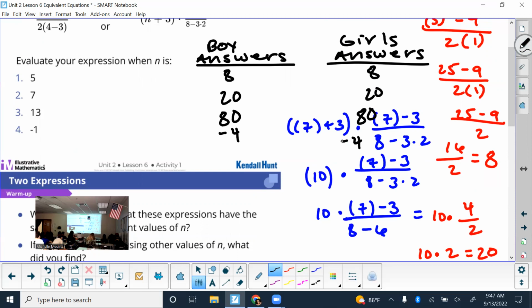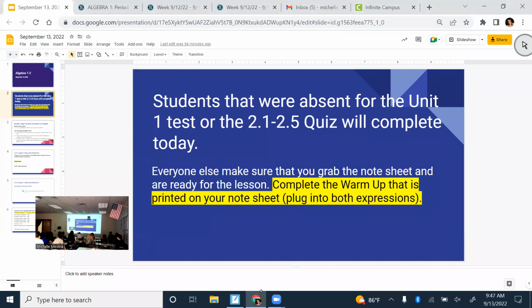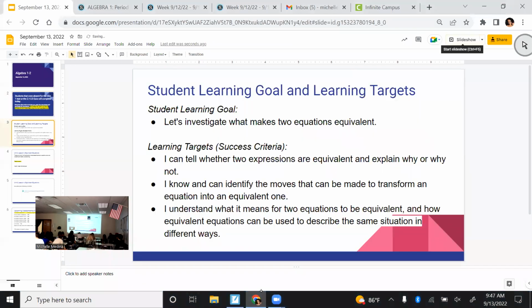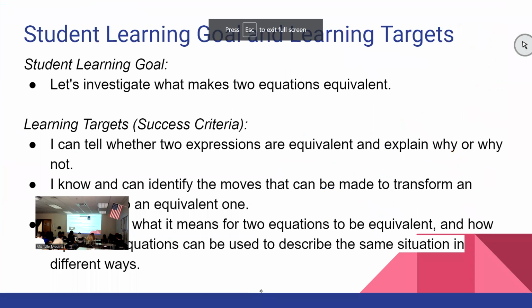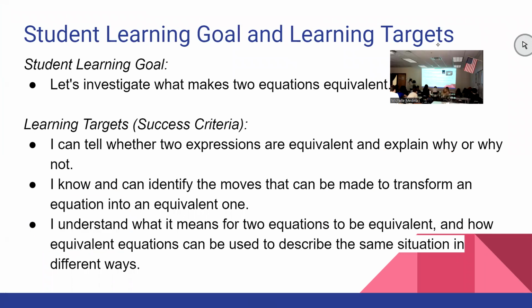So now that we've done that, you can go back to the solution, or don't, but either way you guys will try. The goal for today is to investigate what makes two equations equivalent. You'll know you're successful if you can tell whether two expressions are equivalent and explain why or why not, if you can identify the moves that can be made to transform an equation into another, and if you can understand what it means for two equations to be equivalent and how equivalent equations can be used to describe the same situation in different ways.